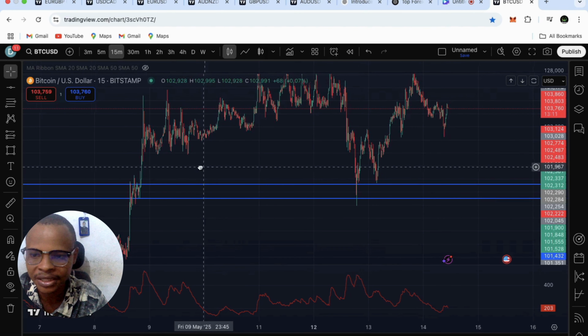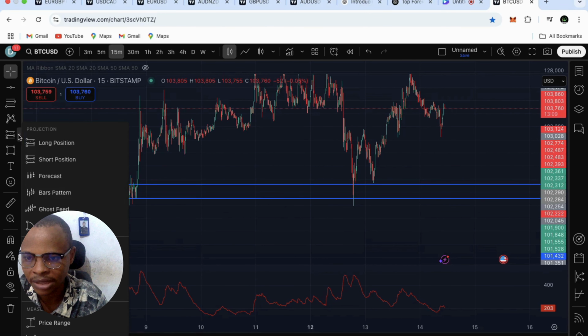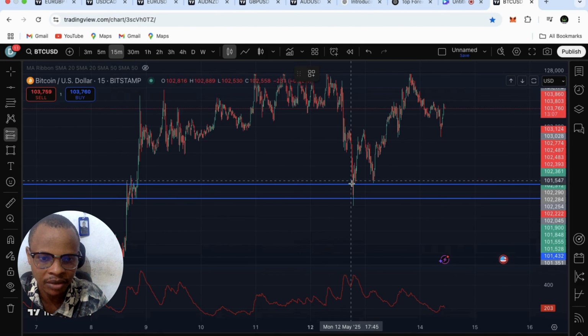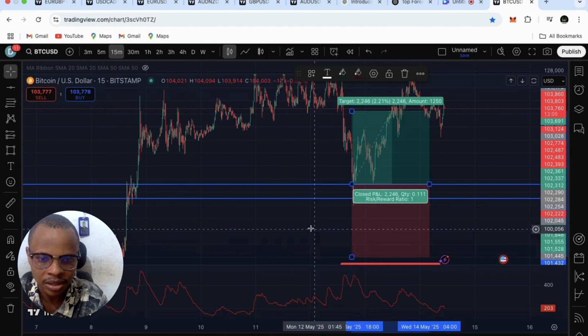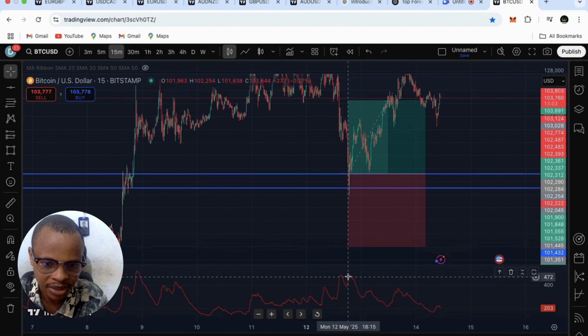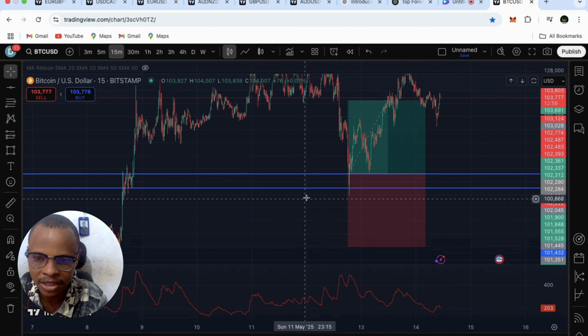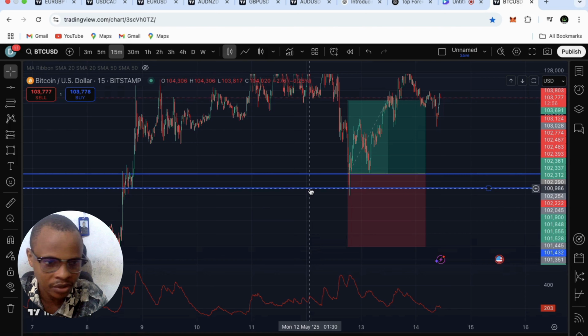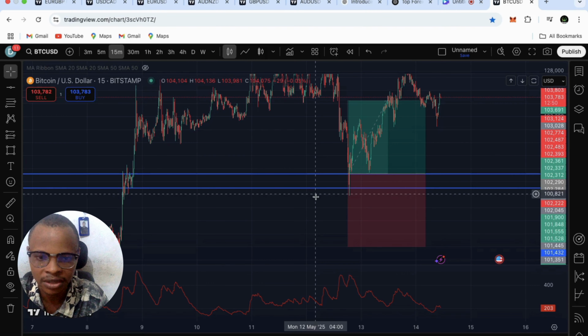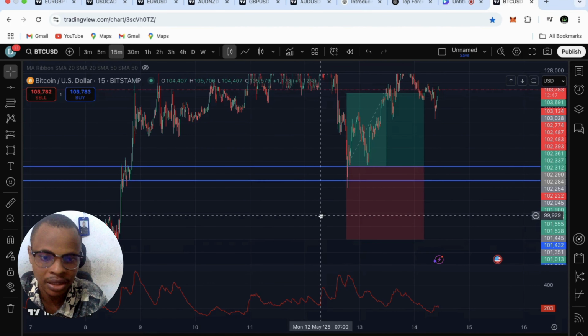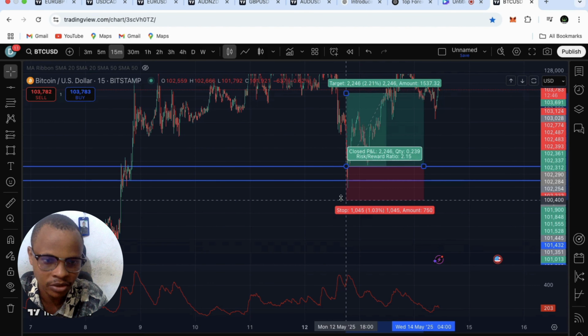But adding ATR, I'm using ATR to determine where my stop loss is going to be. I'll be placing my long somewhere here. Then what is my ATR at that particular spot? The ATR at that particular spot is almost 490. 490 minus the lowest low, which is 100,1000. Minus, let's go with 500. That should be 99,500. Let's place this stop loss at 99,500.